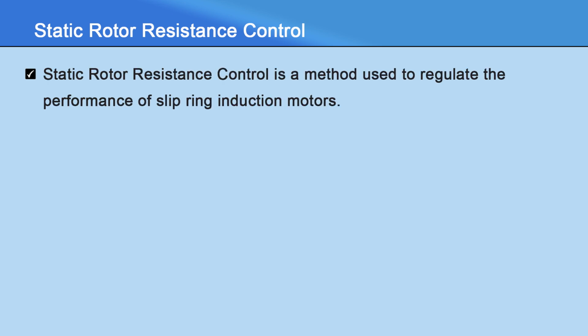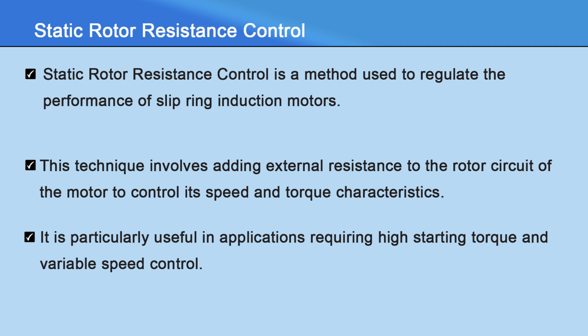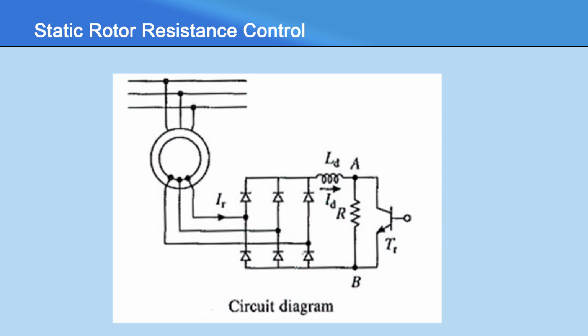This method is used to regulate the performance of a slip ring induction motor. This technique involves adding external resistance to the rotor circuit of the motor to control its speed and torque characteristics. It is particularly useful in applications requiring high starting torque and variable speed control. Rotor resistance can be varied steplessly using the circuit shown in the figure.